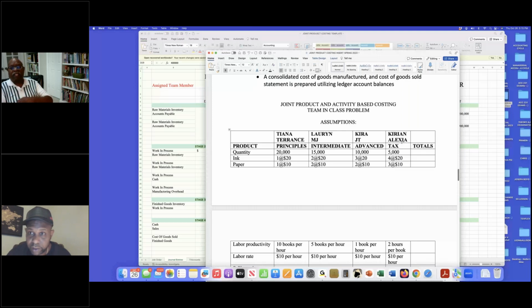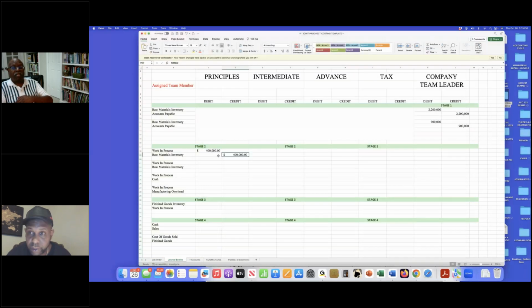So the number you got plugged in is for principles. I just put in there the journal entry for principles, for work in process. So everybody else make your ink journal entry, then we'll go. I want intermediate, advanced, and tax to make their journal entry too. I've got the accounts. You just got to put your dollars in. Can you all do that? Can you scroll back to the other thing, the one that has the numbers on it?